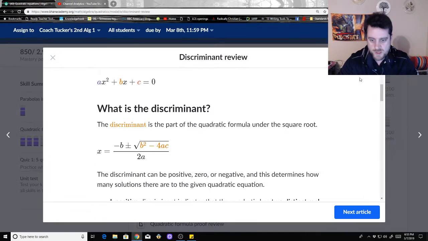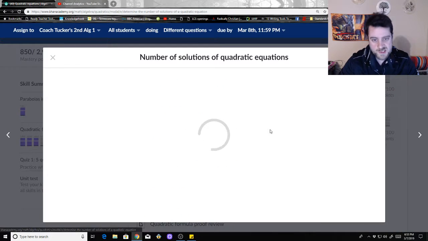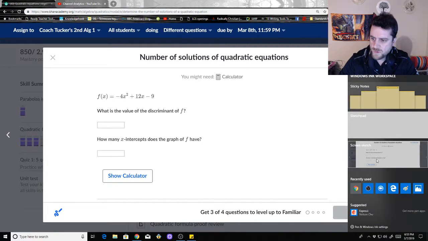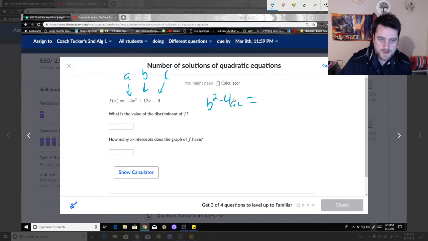So let's go and work a couple problems now. So this ain't too bad. This is actually easier in my opinion than the other one. So we have the problem. It says, what is the value of the discriminant of f and how many x-intercepts does the graph of f have? So again, we talked about how to understand that. So the discriminant, again, is b squared minus 4ac. Well, if we look, there's a, there's b, and there's c. So let's plug it in.